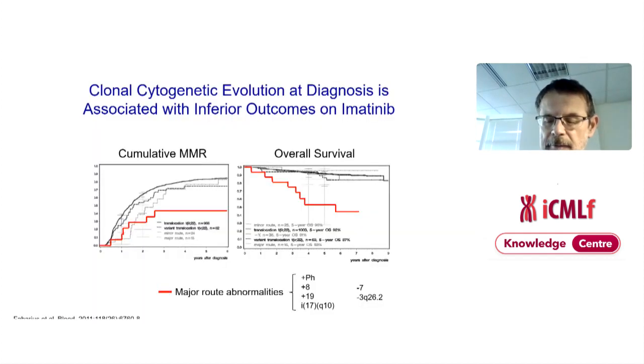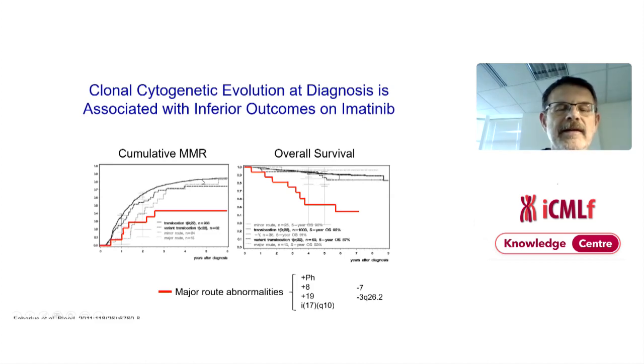Now, let's talk a little bit about chromosomal abnormalities. This is a diagnostic test that we had available for a long time, and although it's not molecular, it gives you important information. We distinguish between major route abnormalities, that is a second Ph, +8, +19, isochromosome 17, and minor route abnormalities, which is basically everything else. Now, bear in mind that these are all definitions that essentially reflect the frequency of these abnormalities, and as such are not necessarily telling you much about their biology.